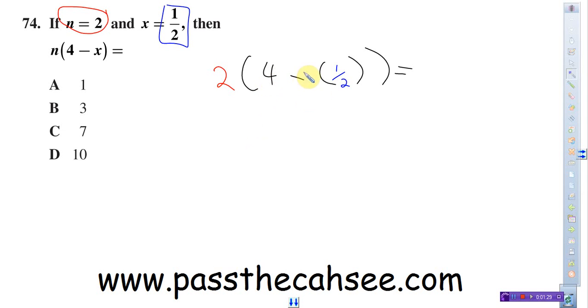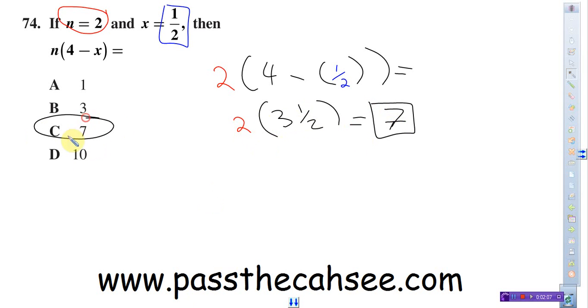4 minus 1/2. A lot of times fractions scare you guys off, but really, just think about a half as a half of a dollar. If you had $4 and you subtract a half, you are left with 3 and 1/2. On the outside, we still have the 2, so we can't forget to bring that along. 3 halves, times 2. If you have $3.50 twice, how much money would you have? You would have $7, and that is your response.